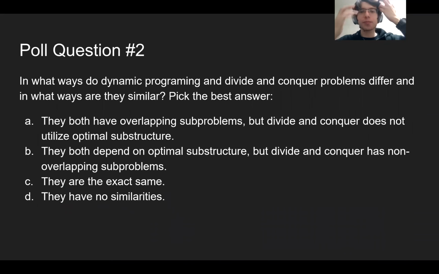All right, so now question 2. How does dynamic programming differ from divide and conquer? And how are they similar?